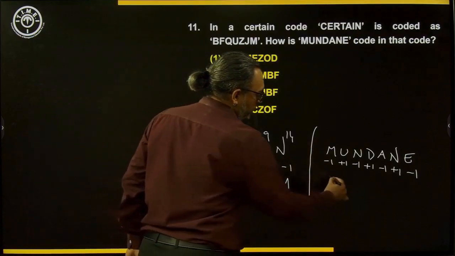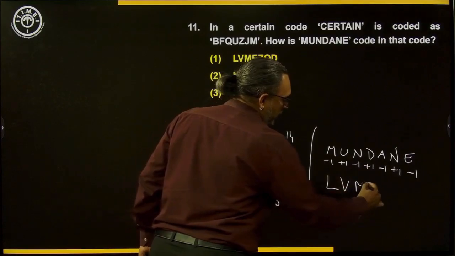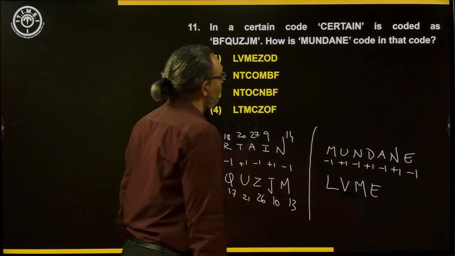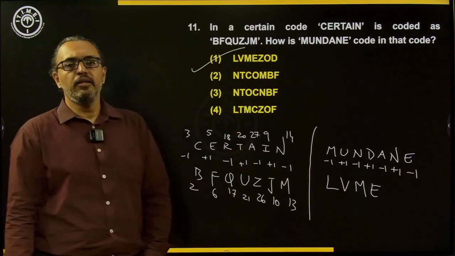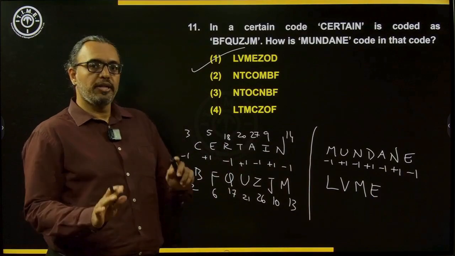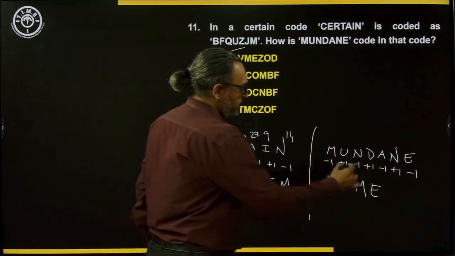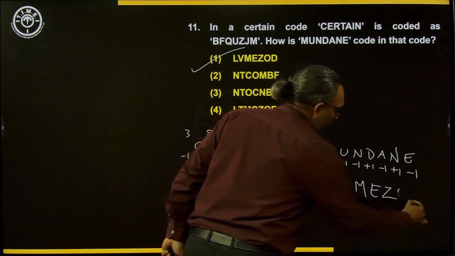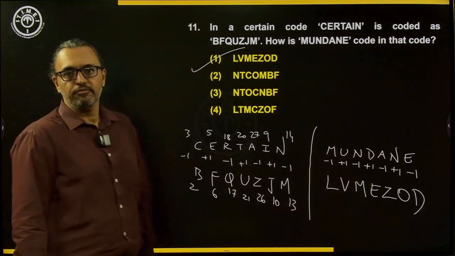So previous letter L, next letter V, again previous letter M, next letter E. So LVME. So LVME is happening only in first option. Understood? Do what is necessary, identify the option, mark and move on. So previous letter, next letter. So this is Z O D. LVME ZOD. That's what we have. Okay.